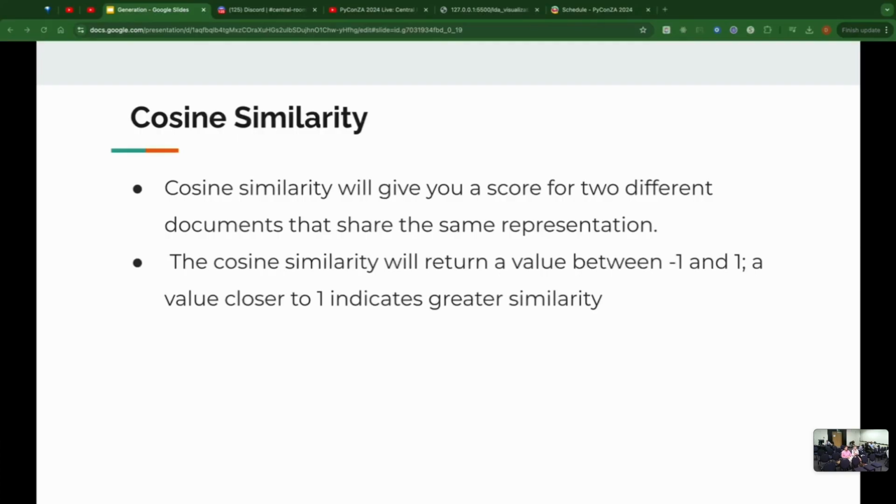Now, someone can ask how closely these ratings are related, and we can say, okay, they're closely related, but not as much. But how can we quantify it? How are 5, 3, 4 and 4, 2, 4, which are the ratings, related to each other, and how similar are they? This is where cosine similarity comes in. Cosine similarity will return a value between -1 and 1, and a value closer to 1 indicates greater similarity.